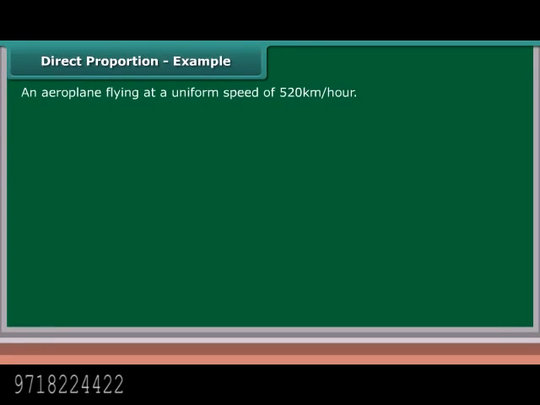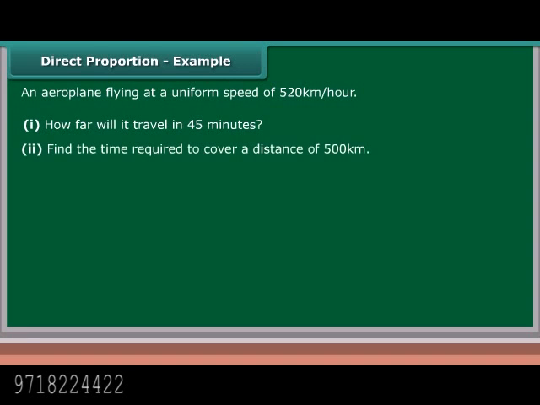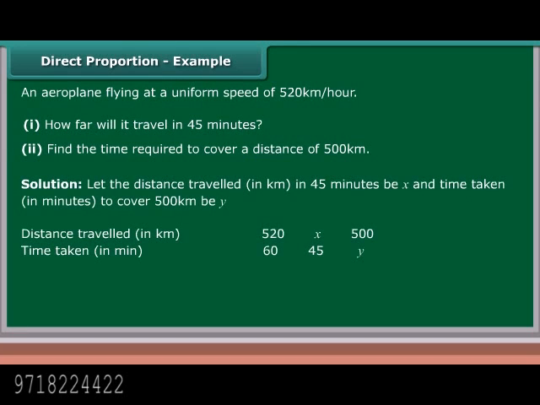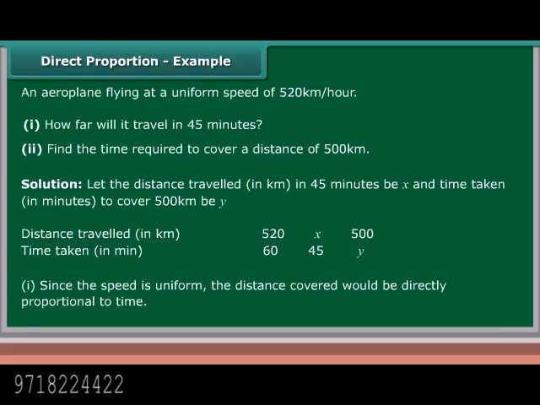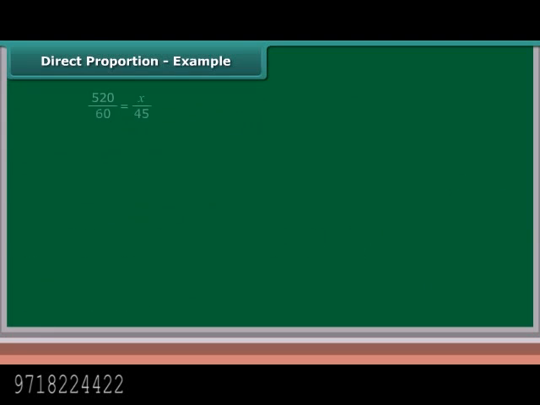Example. An airplane flying at a uniform speed of 520 km per hour. How far will it travel in 45 minutes? Also find the time required to cover a distance of 500 kilometers. Solution. Let the distance traveled in kilometers in 45 minutes be x and the time taken in minutes to cover 500 kilometers be y. Since the speed is uniform, the distance covered would be directly proportional to time.